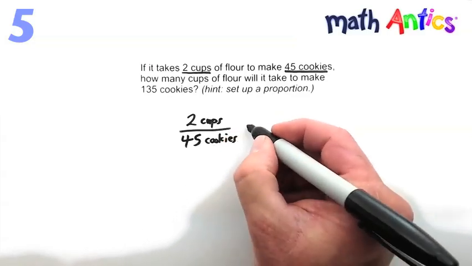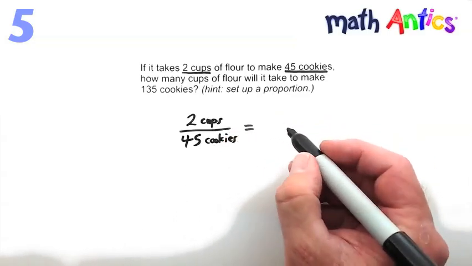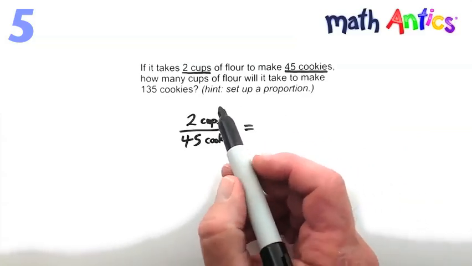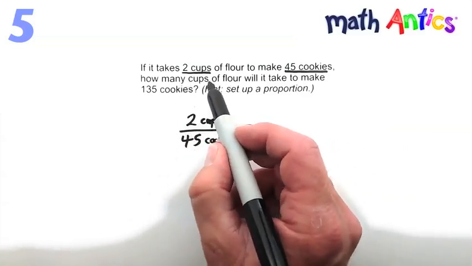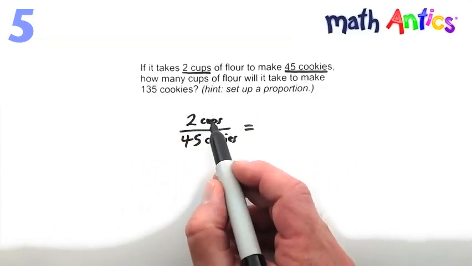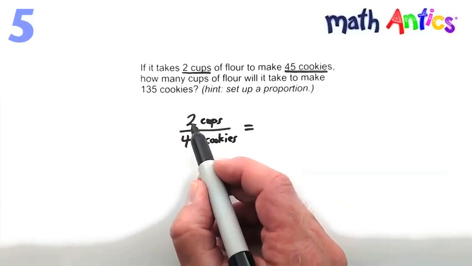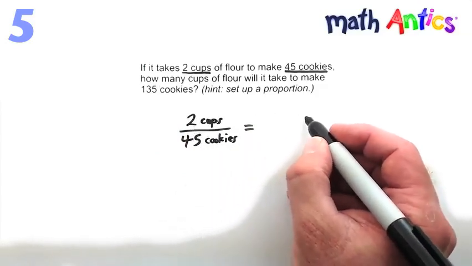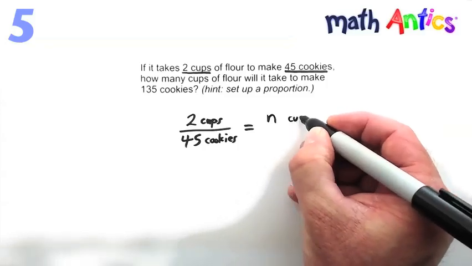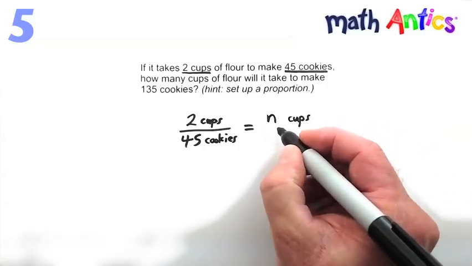Okay, that's our first ratio. We'll set that equal to our second ratio. One of the numbers in that is going to be unknown, and it looks like it's going to be the number of cups of flour because it says how many cups of flour. Since cups is on the top on this side, it also needs to be on the top on this side, and we don't know that number, so we're going to say n cups on this side.